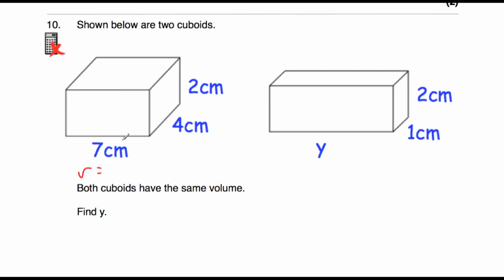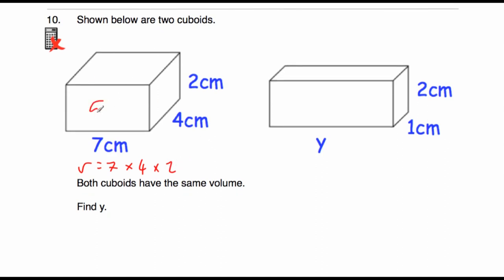So the volume of this cuboid, and it's a non-calculator question, would be 7 multiplied by 4 multiplied by 2. And 7 times 4 is equal to 28, multiplied by 2 would be equal to 56. So the volume of this cuboid would be 56 centimetres cubed. So we've worked out the volume of this cuboid on the left. Now, the cuboid on the right has the same volume. So it means that this cuboid has a volume of 56 centimetres cubed as well.